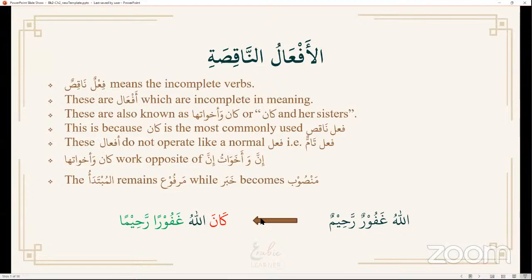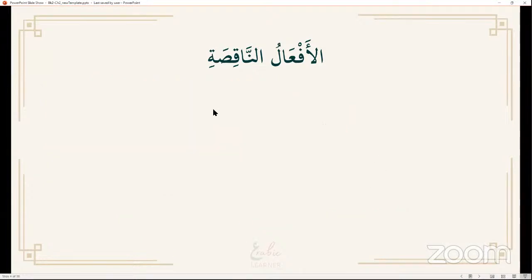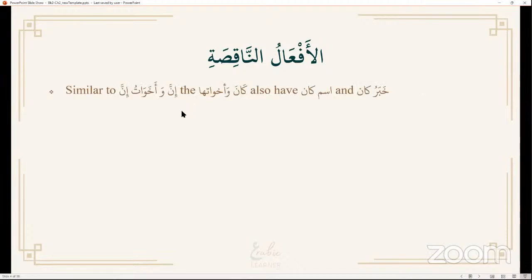Okay, so this is Kaana. Now, similar to inna wa akhawatu inna, what do you see when you have an inna sentence? For example, before we were talking about inna Allaha ghafurun rahimun. Whenever there is an inna, the mubtada of the sentence becomes ismu inna. It is no more called mubtada, rather it is called ismu inna. And the khabar of the sentence is no more just called khabar, it is rather called khabaru inna.